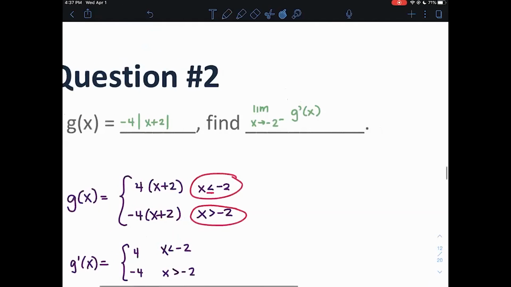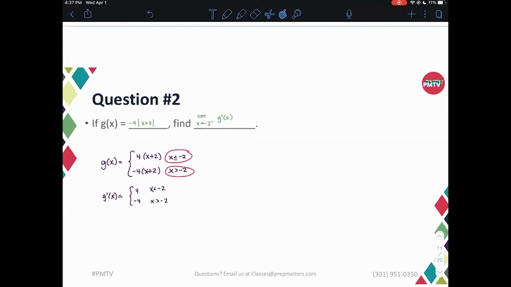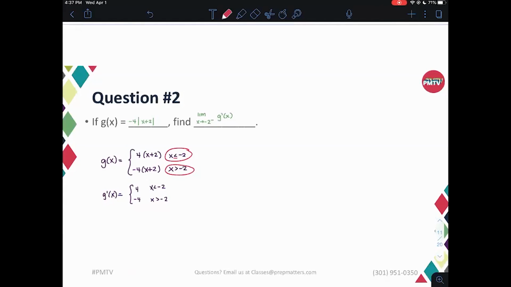Now, just another review from this question. I love this question because it does lead into really good conversations in a classroom about differentiability and continuity. Couple of quick things from this. Every function is not differentiable at every single x value. We cannot find a derivative at every single x value. This is a really good example, this absolute value function, where we cannot find a derivative at its vertex.